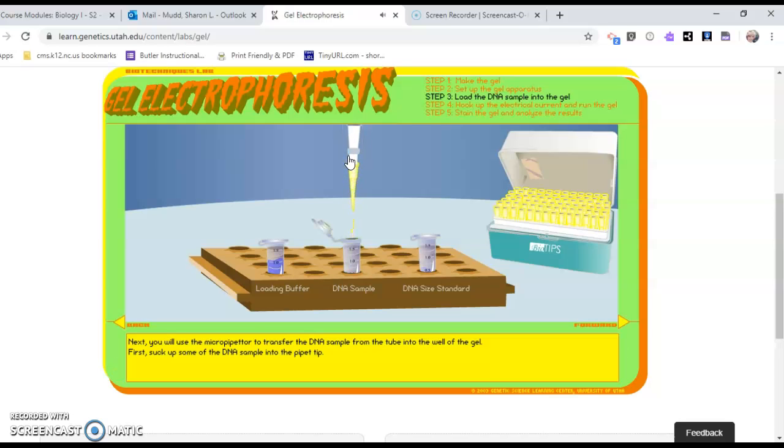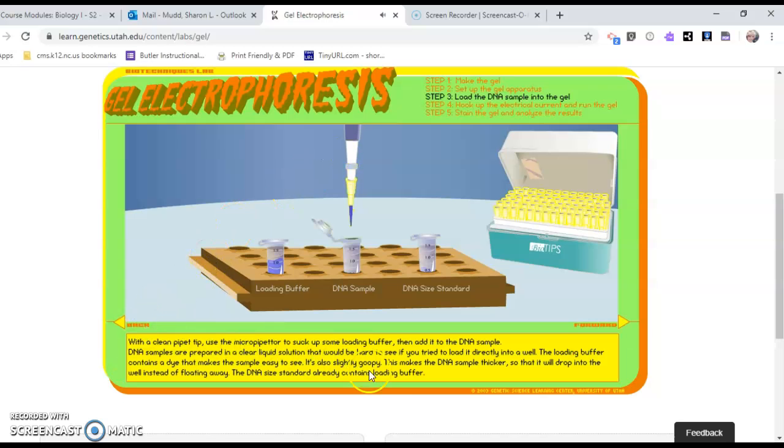It would be really hard to see them. Let me go back here. It would be really hard to see them if we tried to load it directly into the well. So the buffer has a dye that makes it easy to see. And it's goopy, so it makes the sample thicker so that it'll drop into the well instead of floating away. You should be able to answer question number 7.